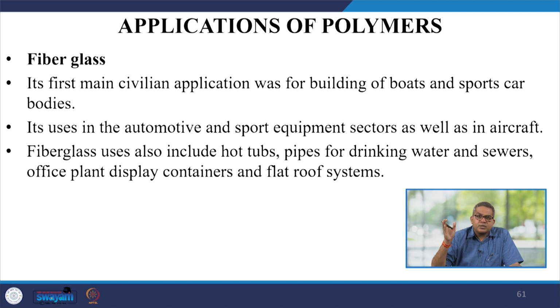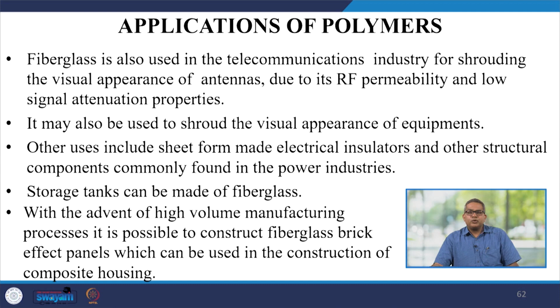Glass fiber is also used in hot tubs, pipes for drinking water, sewers, flat roof systems, etc. It is also used in the telecommunication industry for shrouding the visual appearance of antennas. It is also used in sheets made as electrical insulators, and structural components commonly found in the power industries. Some storage tanks can be made of fiberglass. Also, with the advent of high volume manufacturing processes, it is possible to construct fiberglass brick effect panels, which can be used in the construction of composites.